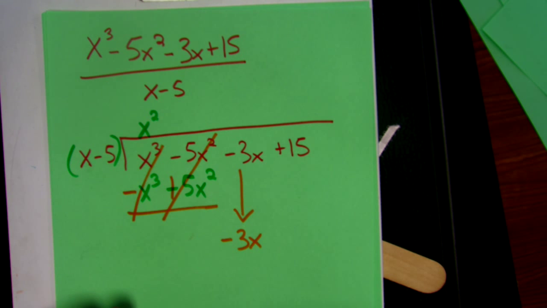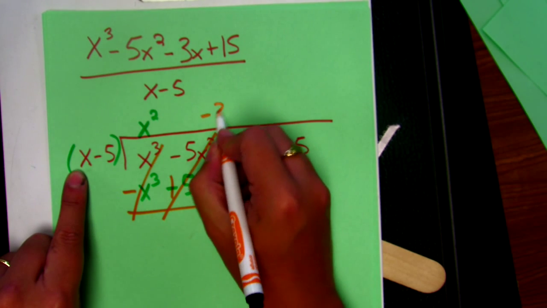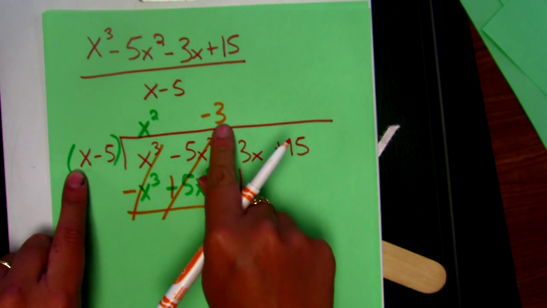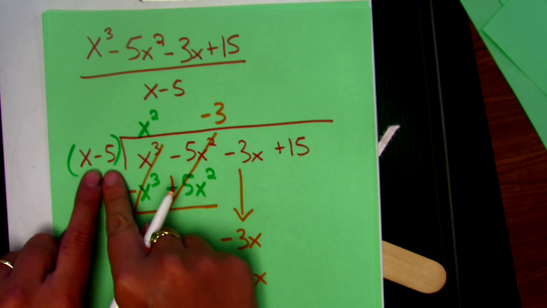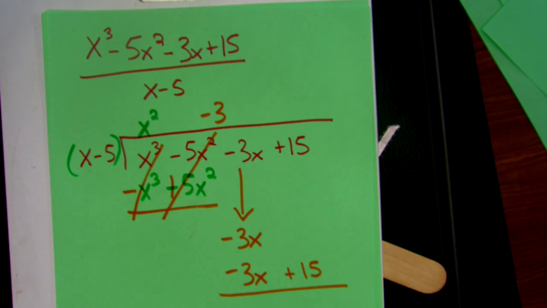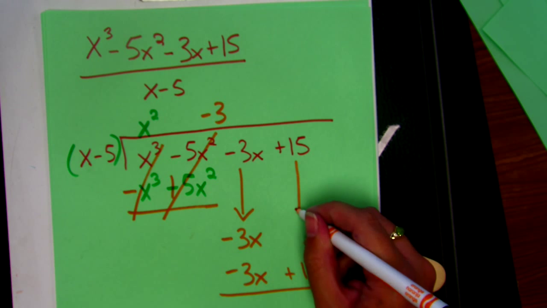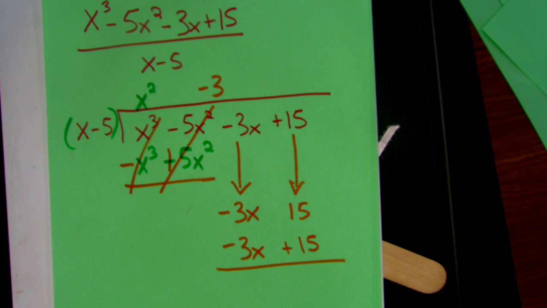So what times x is negative 3x, negative 3. Now we multiply. Negative 3 times x is negative 3x. Negative 3 times negative 5 is positive 15. All right, so we had to go ahead and bring down this 15 so we can have something to add to. We have to subtract, so we're changing our signs.